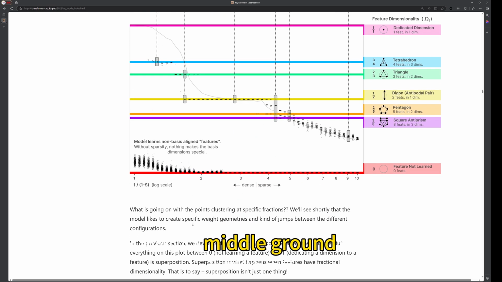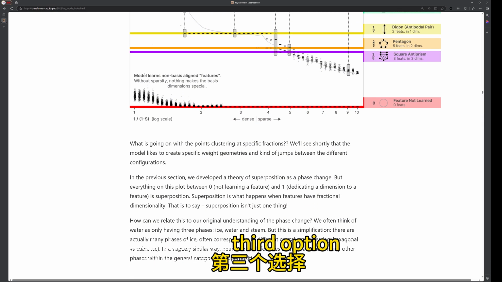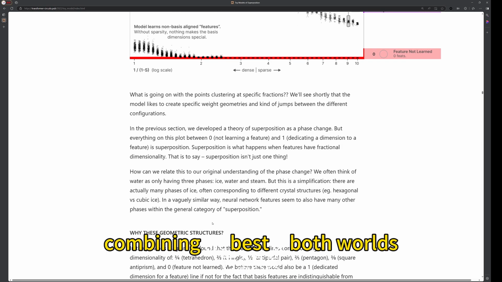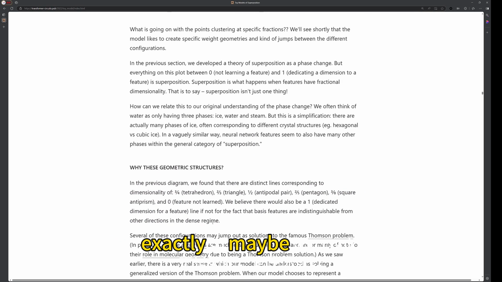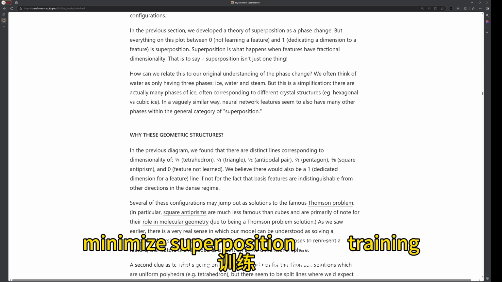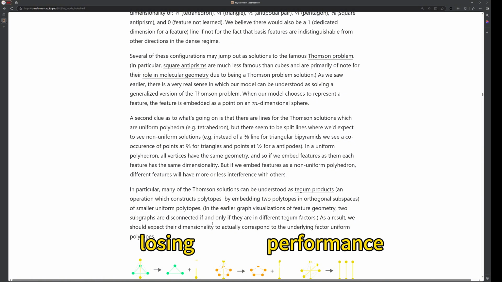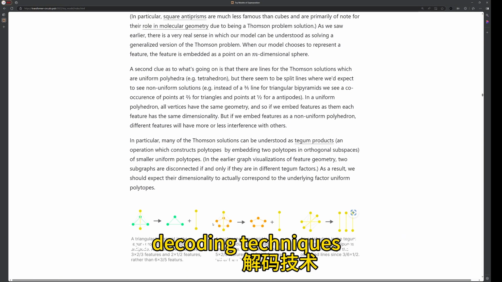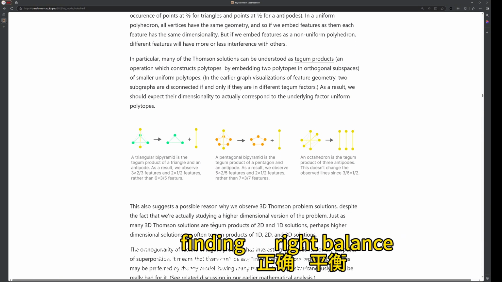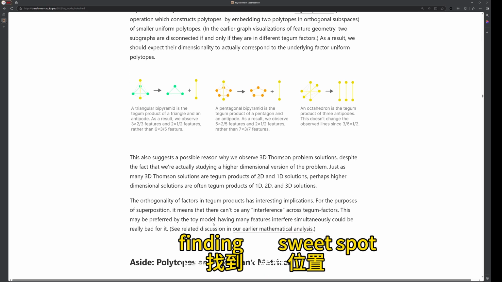Okay, so maybe there's a middle ground with those hybrid approaches, combining the best of both worlds. Exactly. So maybe you could minimize superposition during training without losing too much performance, and then use decoding techniques afterwards for any remaining superposition. So it's like finding the right balance. Finding that sweet spot.